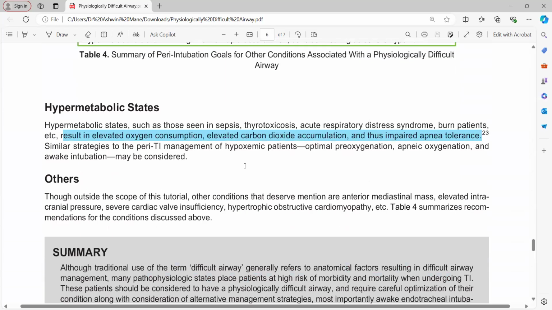Now, the next condition that can result in the physiologically difficult airway is hypermetabolic state. Hypermetabolic state, such as seen in sepsis, thyrotoxicosis, acute respiratory distress syndrome, and burn patients, results in elevated oxygen consumption and elevated carbon dioxide accumulation, thus impaired apnea tolerance. And the ideal strategies are optimal pre-oxygenation, apneic oxygenation, and awake intubation.